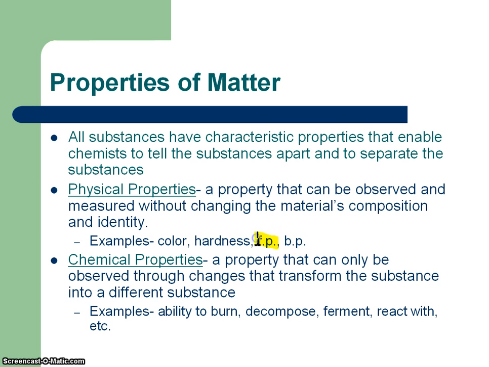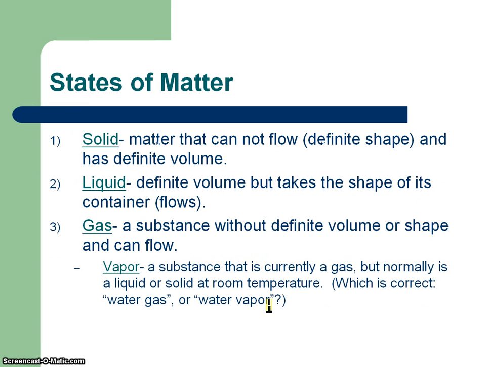And you also have chemical properties, a property that can only be observed through changes that transform the substance into a different substance. Examples of this include the ability to burn, to decompose, fermenting, and reacting with, etc., etc.